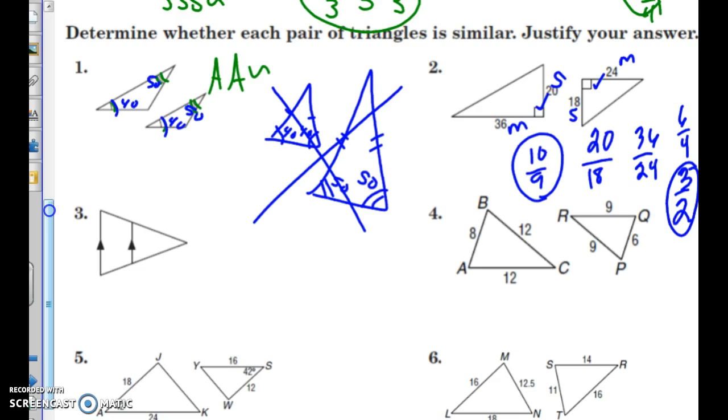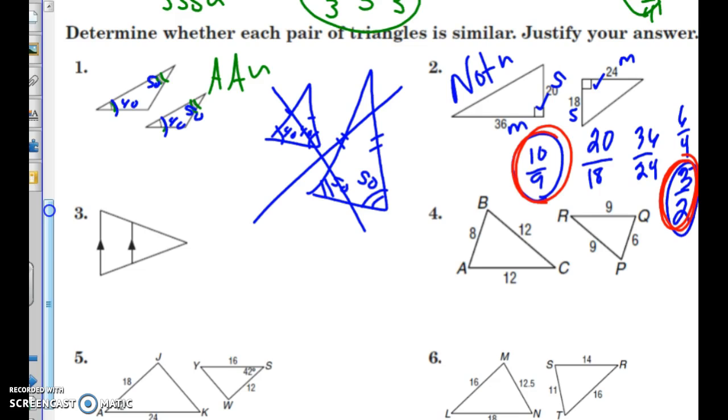No, this one is not similar because these two numbers right here, when I reduce them all the way down, are not the same. That's when you get a not similar. Are we okay? Do you see why you had to check it? Yes.